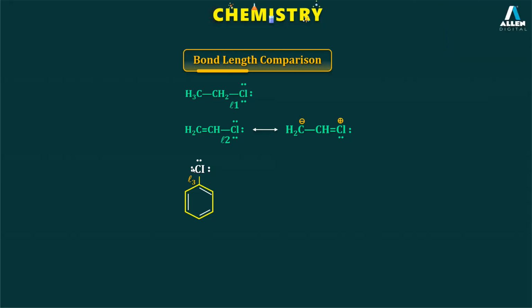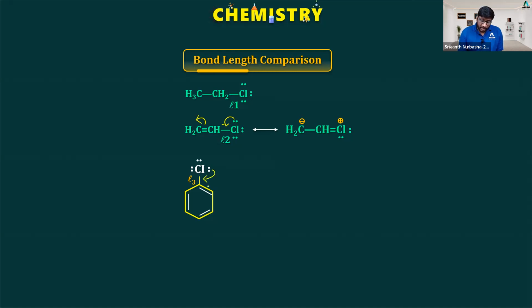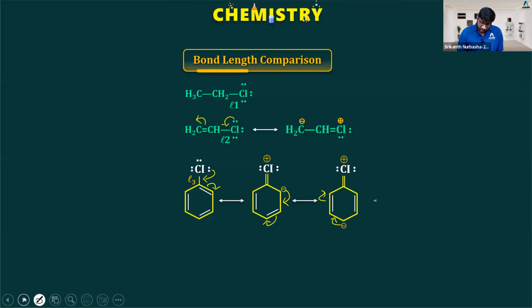L1 is highest. If you look at L1, there is no resonating structure. In L2, the negative charge is going to be developed on this particular carbon because the lone pair of electrons from chlorine comes in. If you look at L3, the lone pair comes into the pi electrons and moves away. The negative charge comes into the pi electrons and again moves away, again and again.